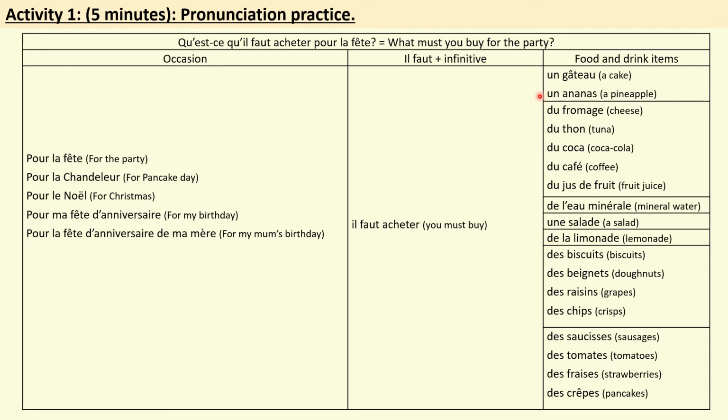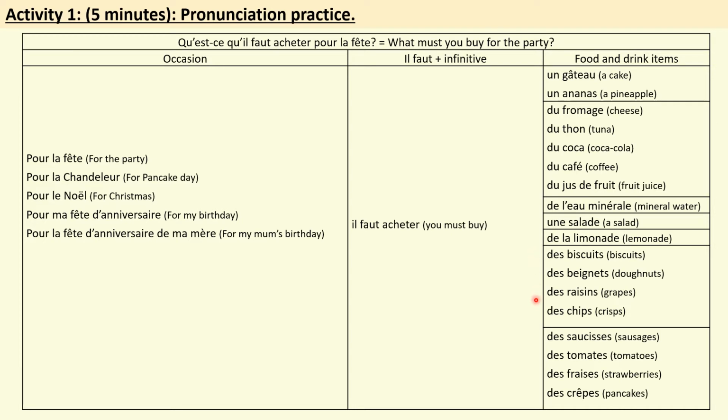Okay, so you notice these are in the singular. So a cake, a pineapple, and then we've got the du here for the masculine singular, and this is for some, because remember they say some in French. We don't, we leave the some out, we just say the item itself, but you need to use some here. And then mineral water is de l'eau minérale, and it's de and L apostrophe because this is a vowel here. Okay, another singular, this is feminine, une salade. You must buy a salad. And lemonade is feminine and singular, so it's de la limonade.